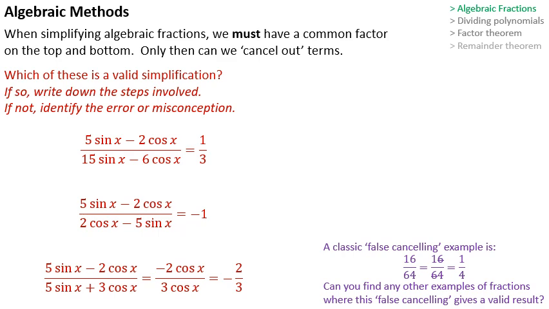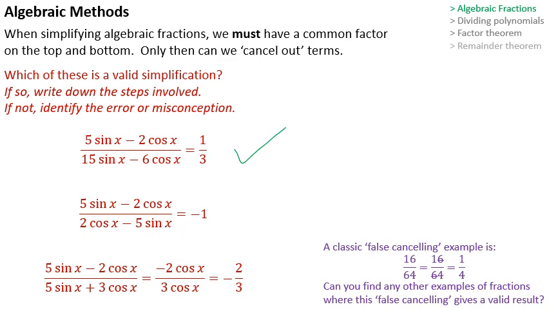So with these three we've got on the left, let's talk these through. The first one, 5 sin x minus 2 cos x on the top, 15 sin x minus 6 cos x on the bottom. This one is a valid simplification. The reason for that is that 5 sin x minus 2 cos x is a factor on the top and the bottom. In fact, if you pull out the highest numerical factor from the denominator, that will be a 3. You can pull out a 3 and call it 3 lots of 5 sin x minus 2 cos x. And then you can see that the top is exactly a third of the size of the bottom. We can cancel out the entire chunk of algebra from the top and bottom, and you'll be left with 1 over 3.